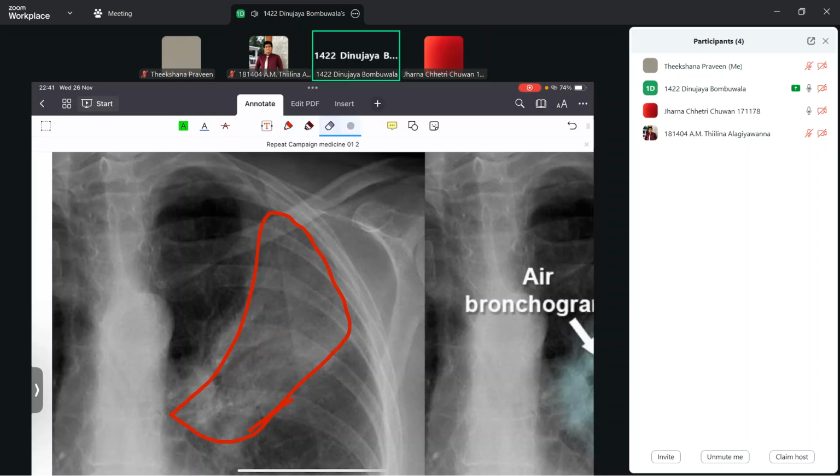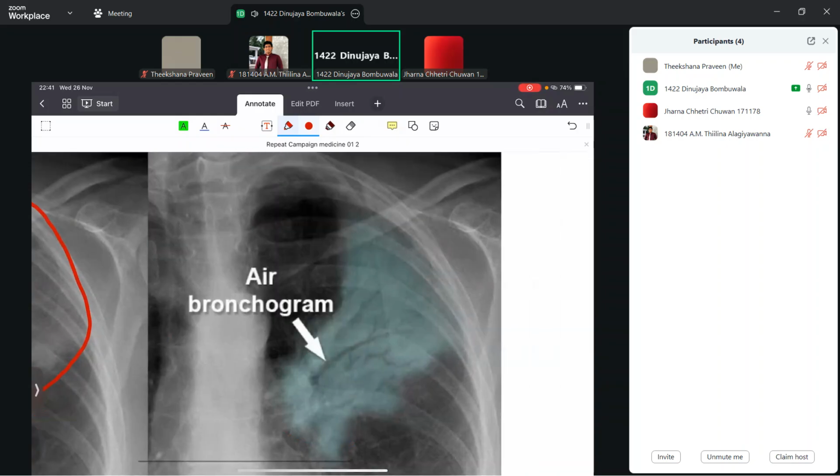like this one. Here, this region is mostly entirely white, and there are some black markings like this. So that is what we call the air bronchogram, air within the bronchi.